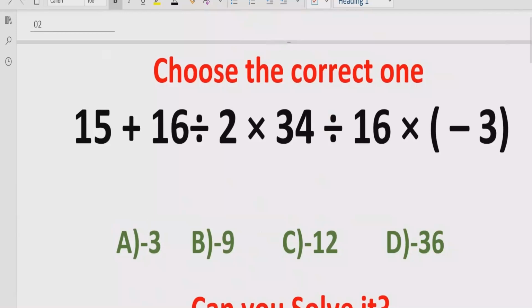Welcome to my channel. Today we will solve another quiz which is related to arithmetic expression because it contains the basic operations plus, minus, multiplication and division. So we have to solve this quiz in the PEMDAS and BODMAS method and find out the correct answer. In the answer list we have answer A is -3, B is -9, C is -12 and D is -36. Let's see after solving it which answer is correct.